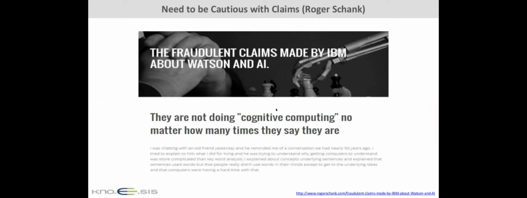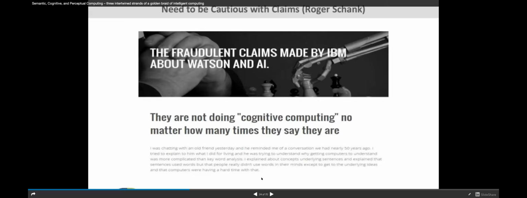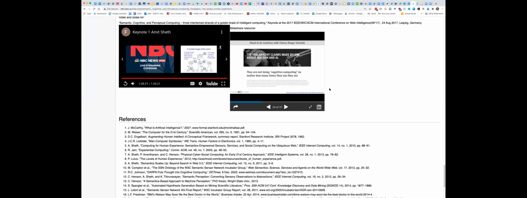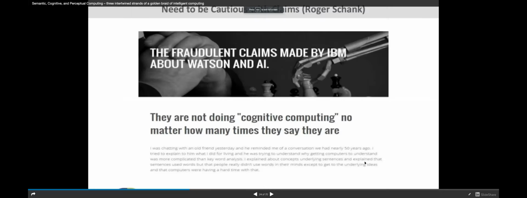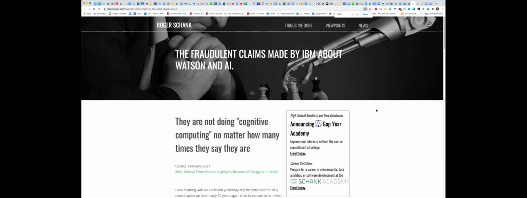Yeah. So Roger Schank is a very well-known cognitive scientist. Let us see if I can quickly get to the link to the article that he posted, because it was a fantastic article, and let's see. We got it. So this is the article, and I don't totally remember it right away, all the things he talked about.